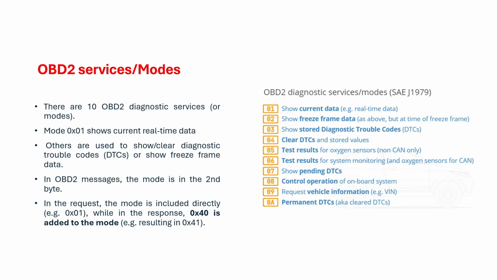So in a request, the mode number is included directly in the frame, while when the ECU responds to the mode request frame, it will add hexadecimal 40 to the mode ID. For example, if the test equipment is requesting with mode 1, then the responding ECU will respond with the ID of 41, that is 1 plus 40.